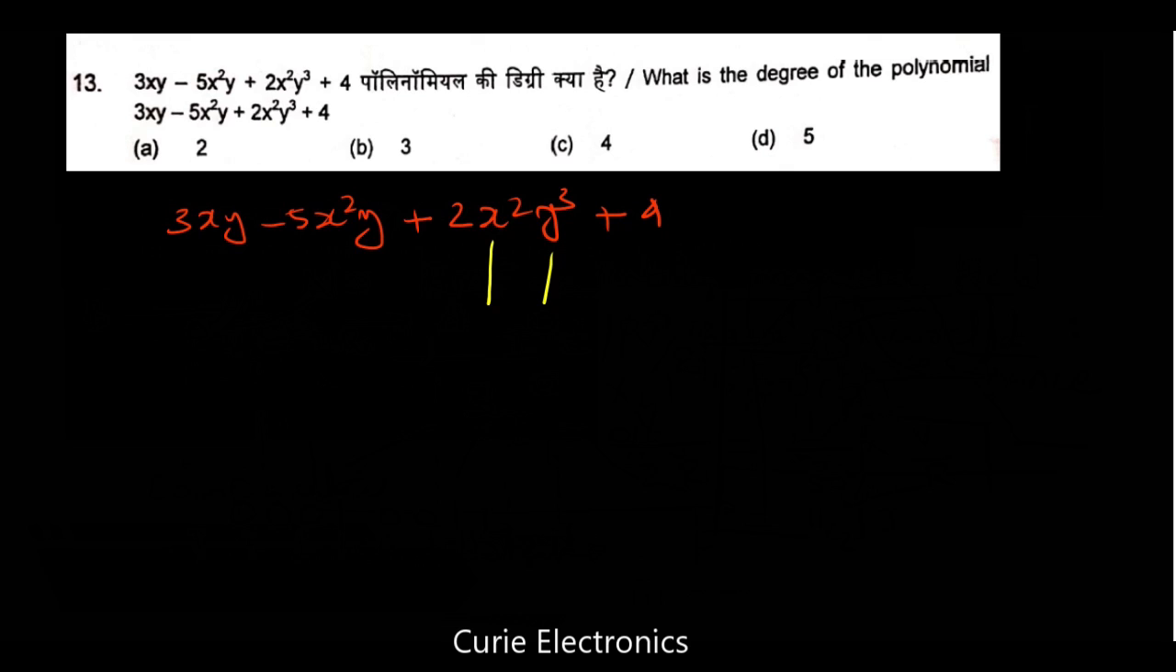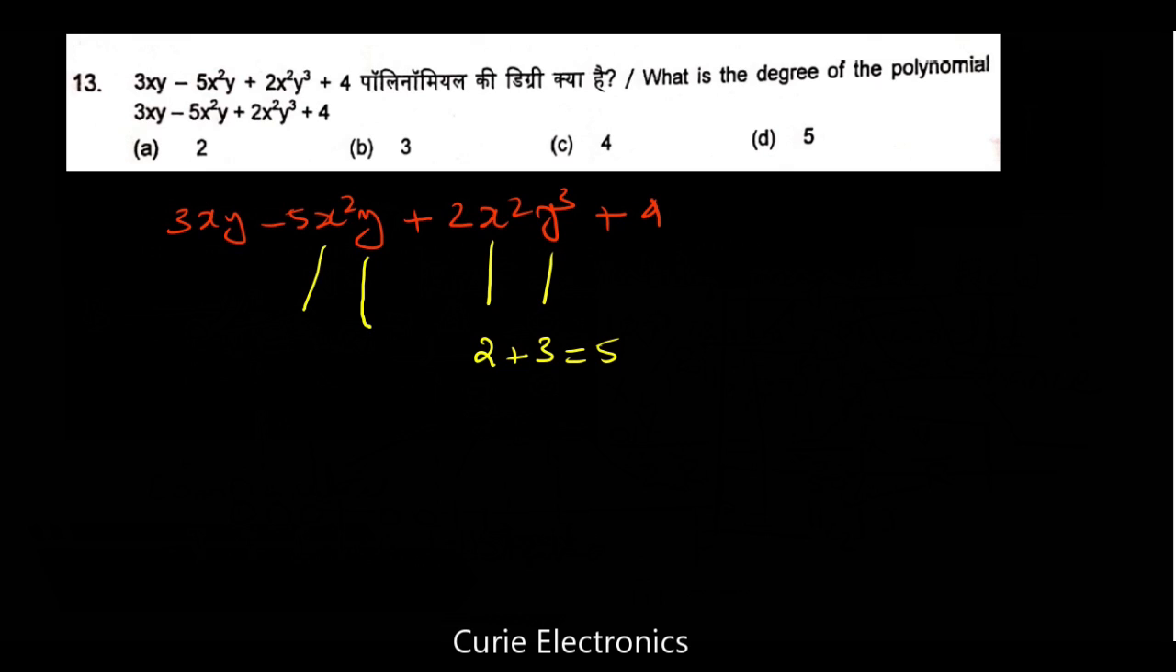Now what you have to do? You have to take the exponents of them and add them. See, x square is there, so 2 plus y. What is the y exponent? 3, so it is 5. And for this term, if you take the degree, for the 2x square y cube, the degree is 5.